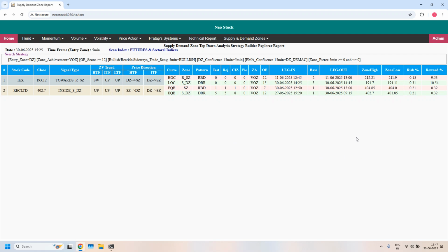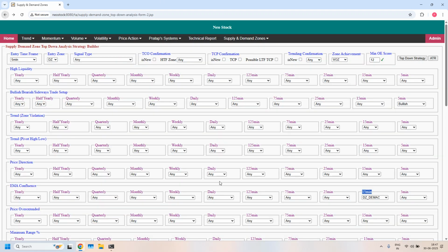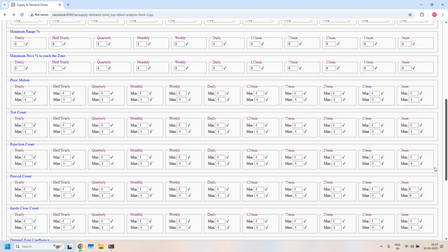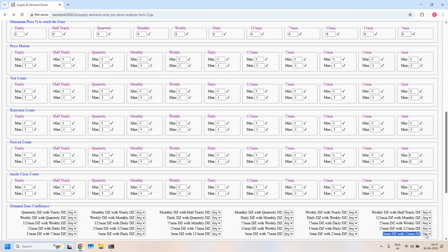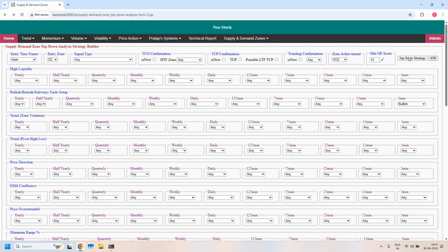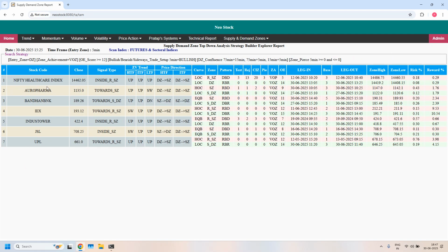Okay, next we will look into 5 minutes, 15 minutes and 75 minutes demand zone confluence supported stocks. I am removing EMA filter. Demand zone confluence, 3 filters I have to set. First one is already enabled. Next 5 minutes and 75 minutes, 15 minutes and 75 minutes demand zone confluence. With all 3 filters, we got 7 stocks. In these 7 stocks, all these 5 minutes demand zones are overlapped with 15 minutes demand zone. Both together again overlapped with 75 minutes demand zone. And 75 minutes trend is uptrend except in 2 stocks, 4th one and 6th one.